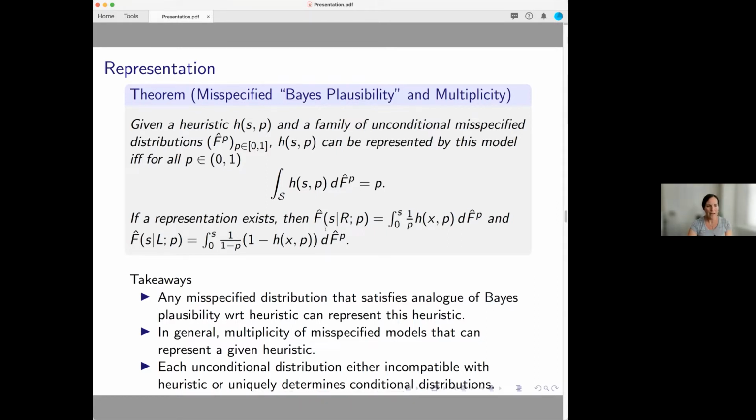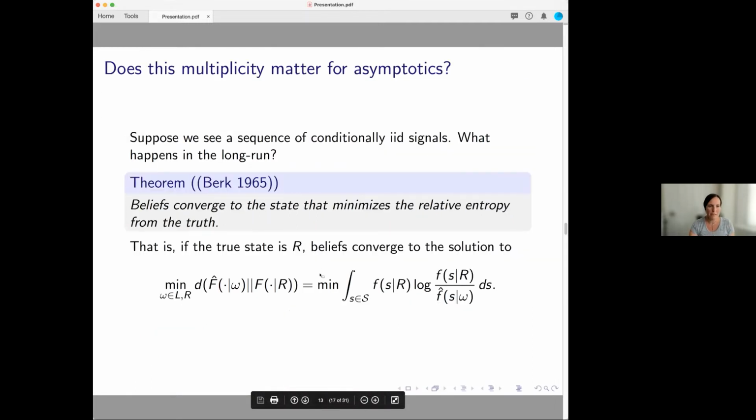And then lastly, as you can see from this condition, there's going to, in general, be many unconditional misspecified distributions that will satisfy this condition. And therefore, in general, there's going to be a multiplicity of misspecified models that can represent a given heuristic. So just starting with a heuristic, we can't then use our representation to say, all right, well, here now we have a unique misspecified model that we can work with that's going to let us analyze the implications of the heuristic. So the first question you might ask is, does this matter?